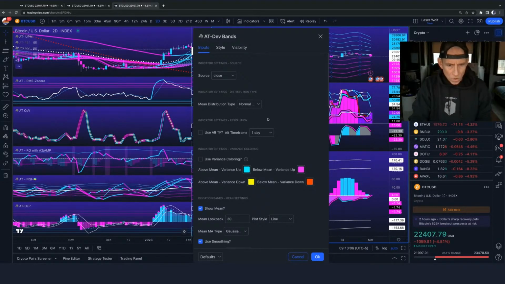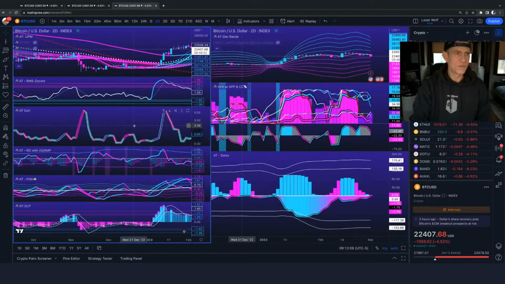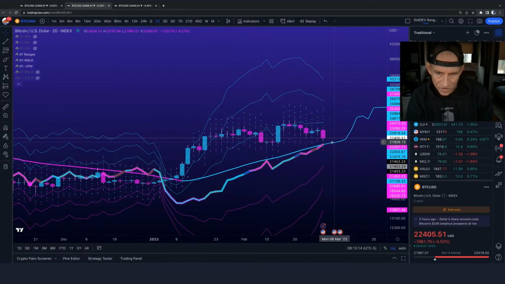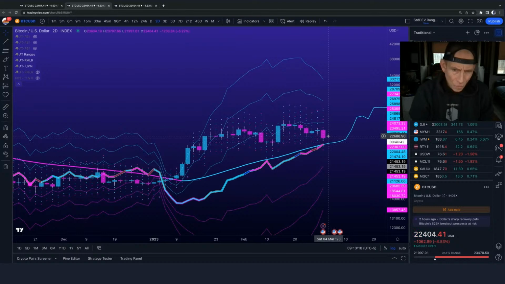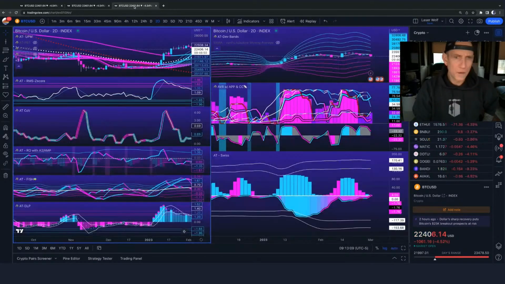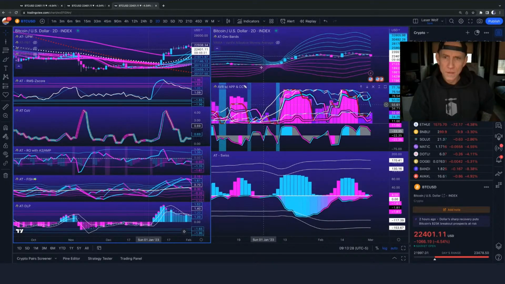Close. Yep, normal. Okay. What am I missing here? 2-day. Current candle. 2SD. That is a 2SD. There's the 1SD right up under there. Yeah, this is interesting why these charts aren't clicking here. Something not set up right over here on the bands.